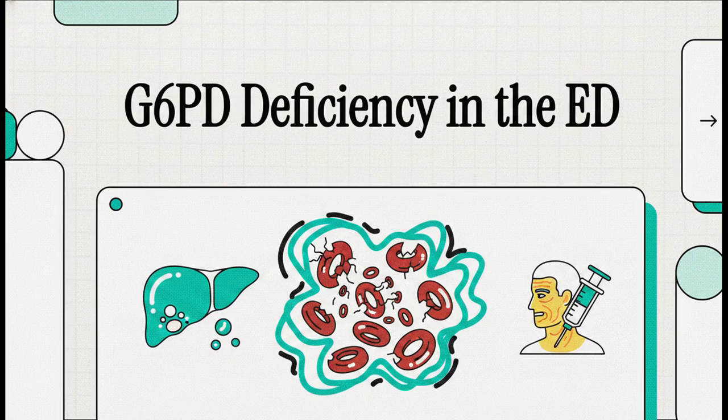All right, welcome everyone to this explainer on G6PD deficiency. Today, we're setting the stage for a really high-yield dive into a potentially fatal ED presentation. Look, whether your patient rolls in with abrupt jaundice or just sudden severe anemia, understanding the acute hemolytic crisis is absolutely crucial for rapid, life-saving intervention.